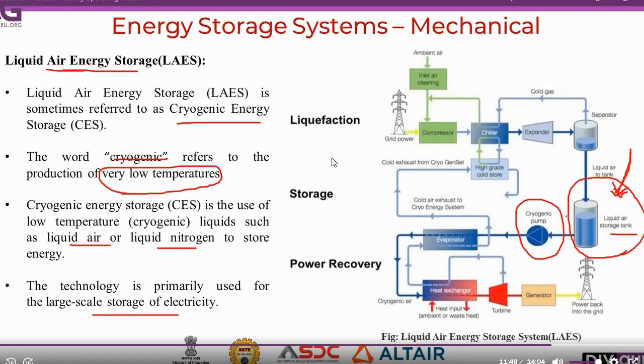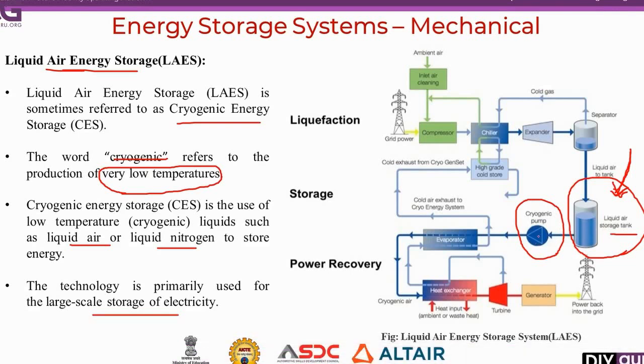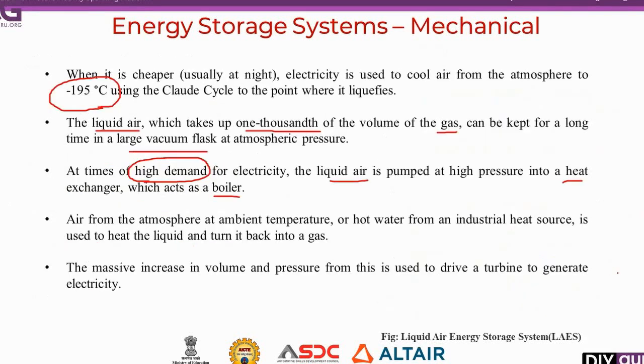In this diagram you can see, with the help of the cryogenic pump, it is sent to the heat exchanger. As the high pressure steam hits the turbine, as we already know, the generator which is coupled with the turbine rotates and power is generated to the grid at the peak load demand. This is about the mechanical energy storage system.